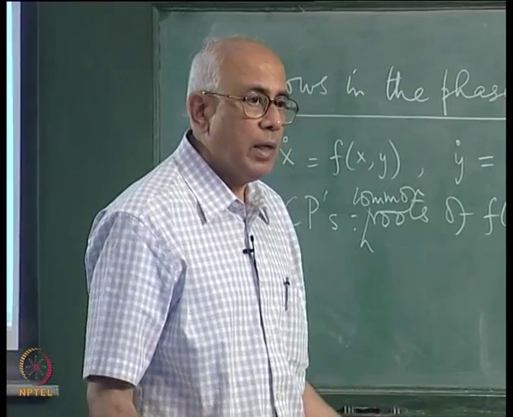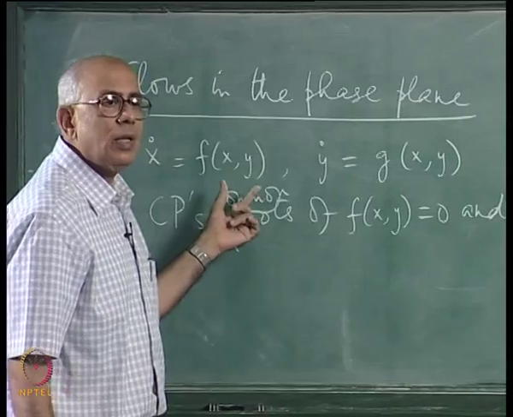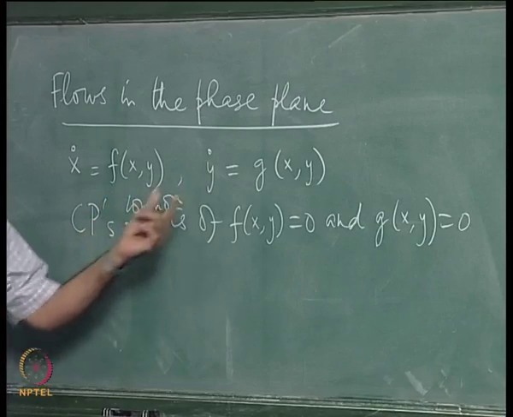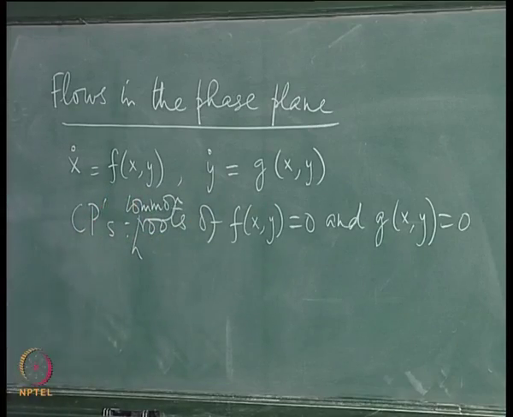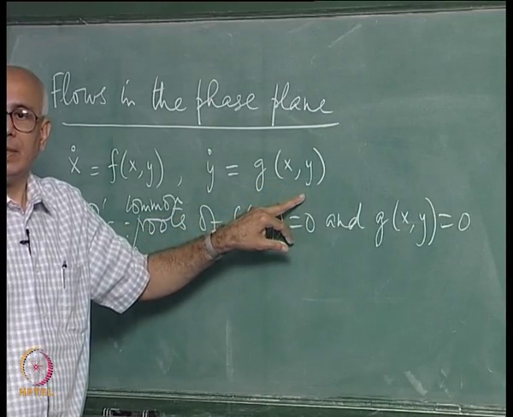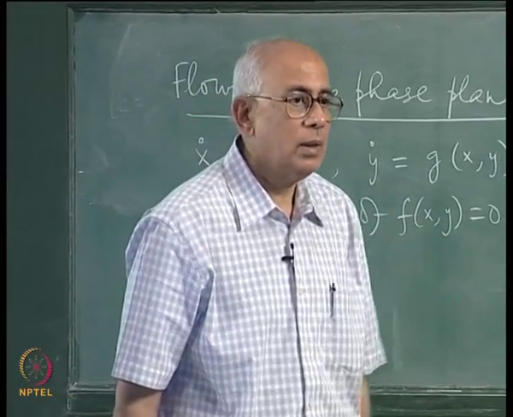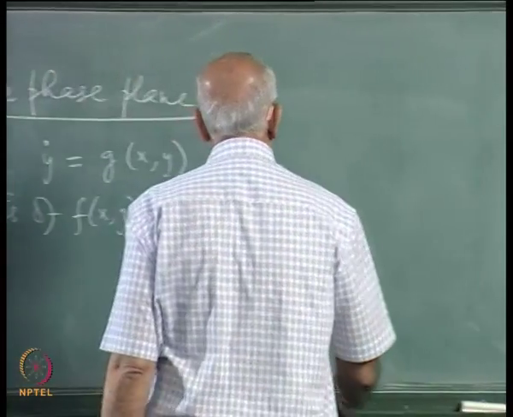Typically, wherever we are near any point of interest, I would do a Taylor expansion of f and of g near that point and study the flow in the neighborhood of that point with the help of this Taylor expansion. If it is a critical point, and those are the points of interest, then these functions are 0 at the critical point, and therefore the terms that you would start with would be linear terms. And what would it do in the vicinity of a critical point?